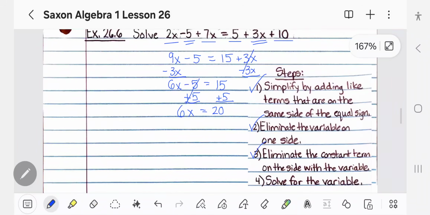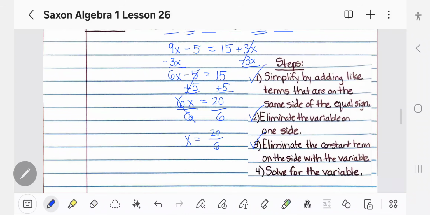Step 4 says solve for the variable. They are multiplying the variable by 6. Let's divide both sides by 6. X is equal to 20/6. And I can simplify that by dividing by 2, and that's going to be the same as 10/3. And our answer in the book matches.